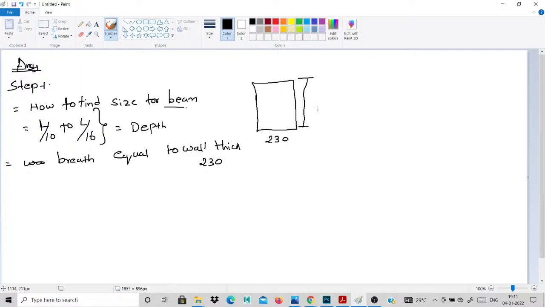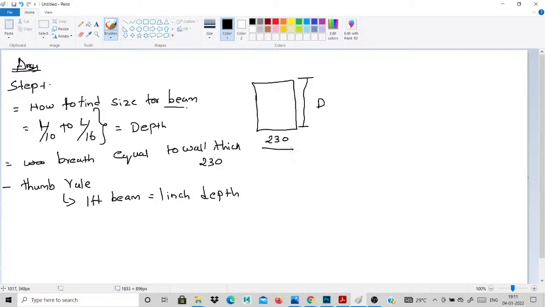Then how to find out my beam depth? One is the formula, and another one is the thumb rule. The thumb rule is 1 foot of the beam span equals 1 inch of the depth. This is a thumb rule. You know the thumb rule; you use it in this field also. 1 foot of the beam equals 1 inch of depth.